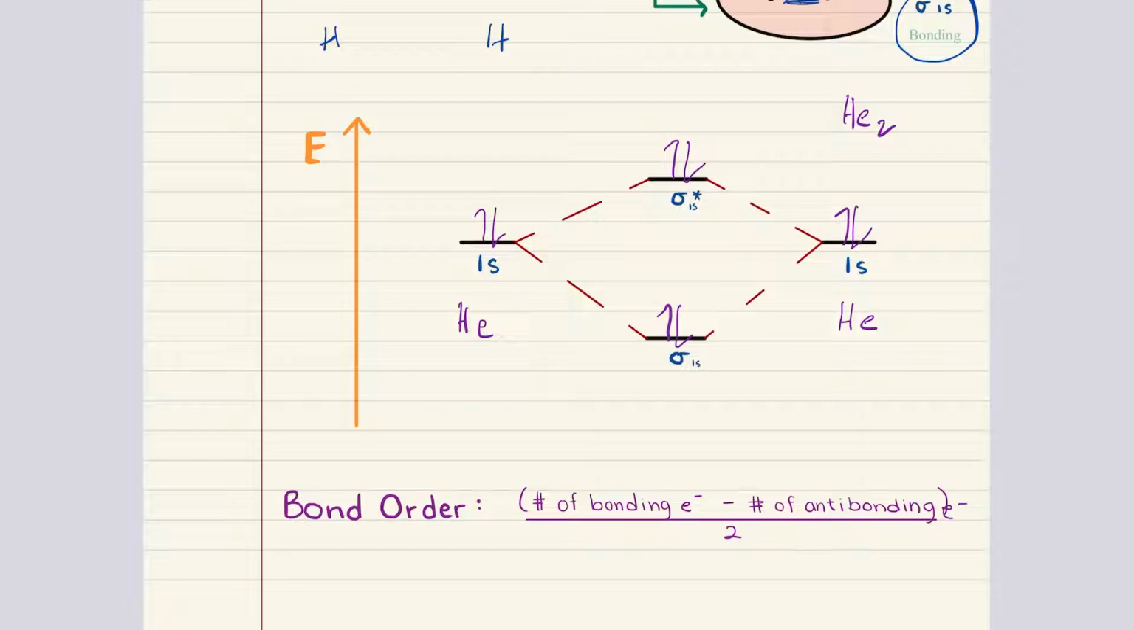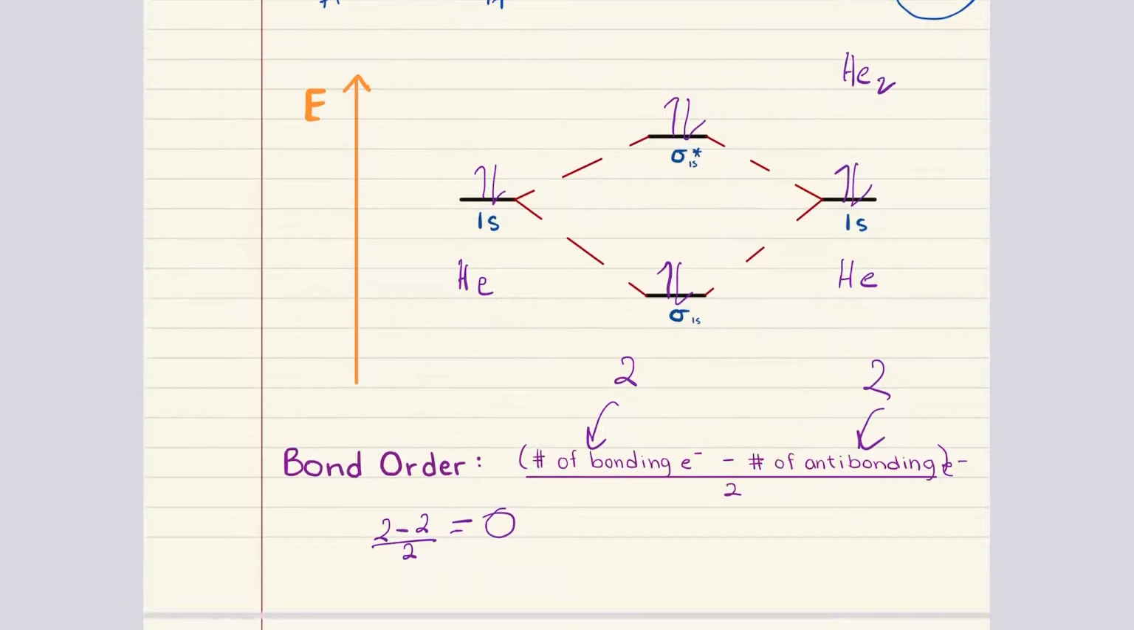Since the bonding and the anti-bonding orbitals now contain the same number of electrons, the bond order calculation is going to be 2 minus 2 divided by 2, and that's equal to 0. A bond order of 0 means that there is no net bonding interaction in diatomic helium. That means this molecule doesn't exist in nature. So this equal number of bonding and anti-bonding electrons cancels out any stabilizing effects. So the helium atoms are going to remain separate rather than forming a diatomic molecule.